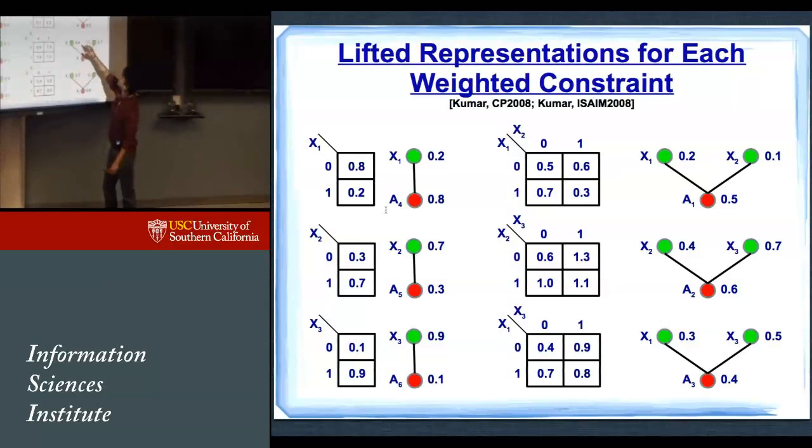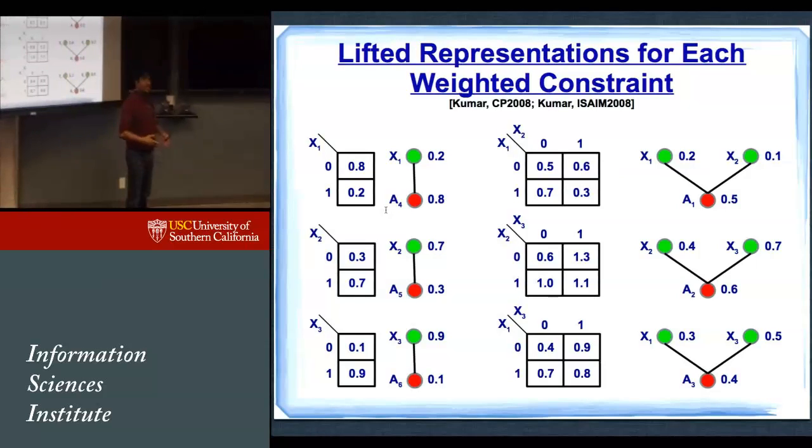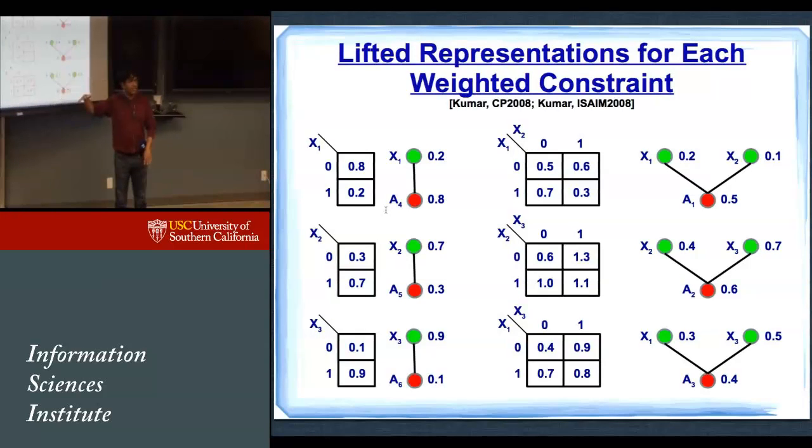When x1 equals 1, he has to be in the vertex cover. So 0.2 comes from there. And x2 equals 0, he cannot be in the vertex cover, so I have to pick this one in order to cover this edge. So that's 0.5. So that explains the 0.7 there. So every constraint, I look at it individually, give it a lifted graphical representation.